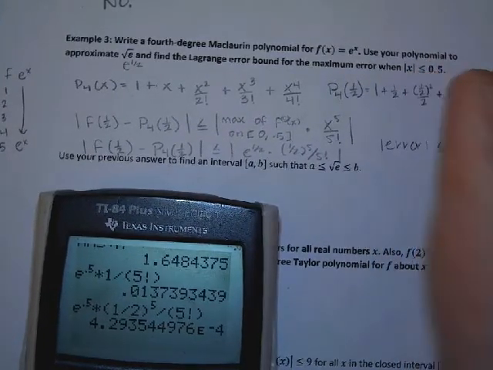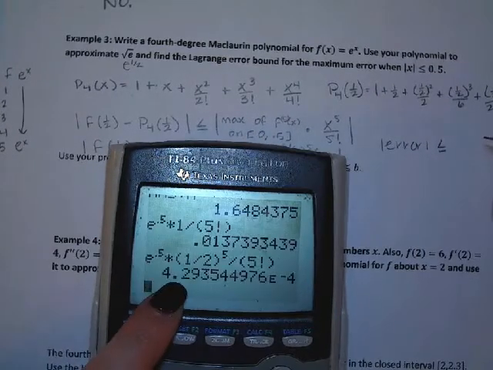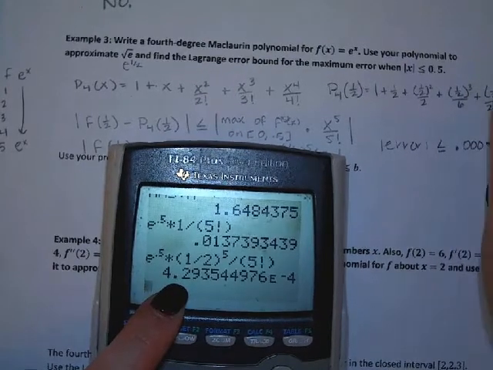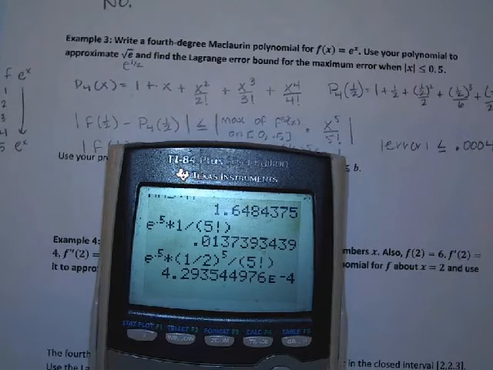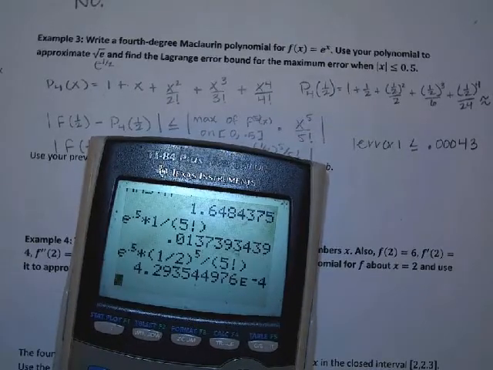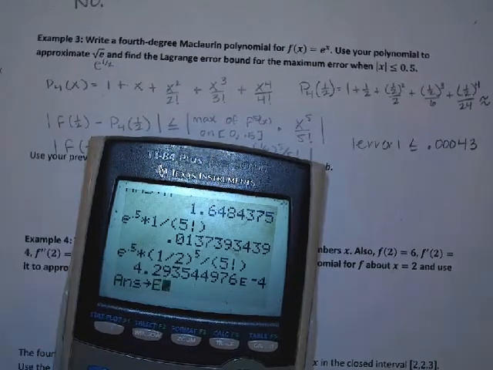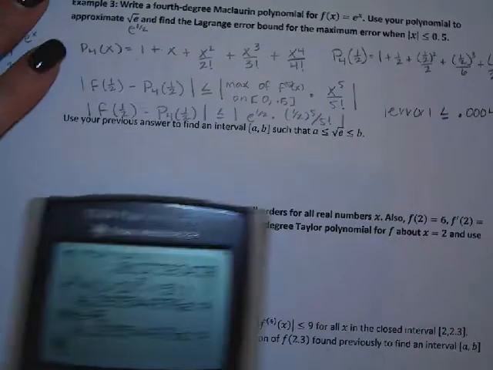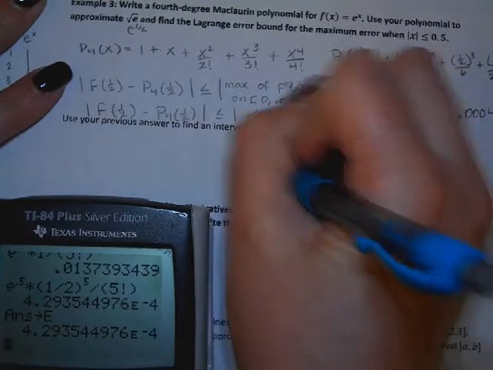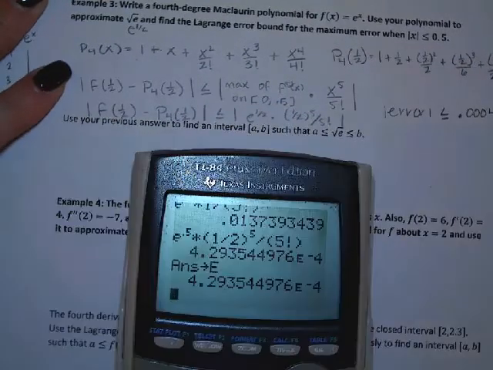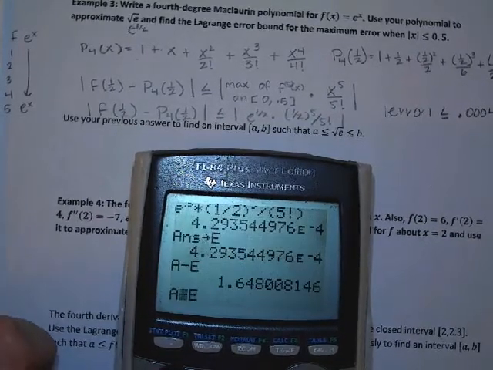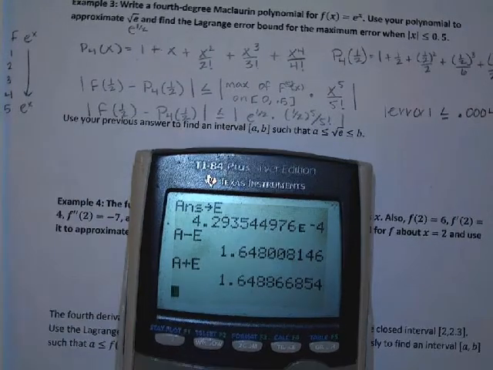So the error is less than or equal to, I'm going to go ahead and take this decimal place and move it 4 places to the left. So it's 0.12343. There's the error. And I'm going to go ahead and store this as E for error. And then to make my interval, I'm going to say that square root e is between the approximation minus the error and the approximation plus the error.